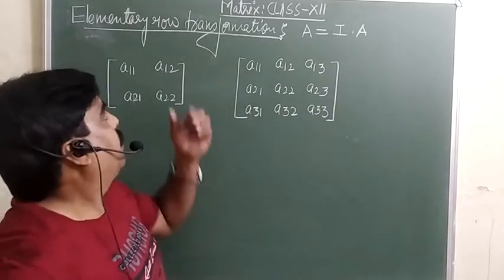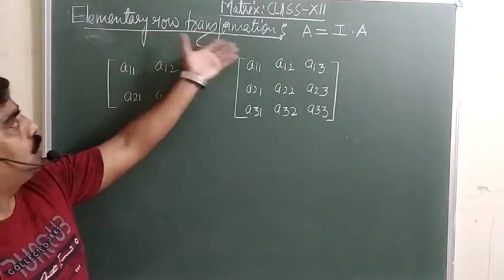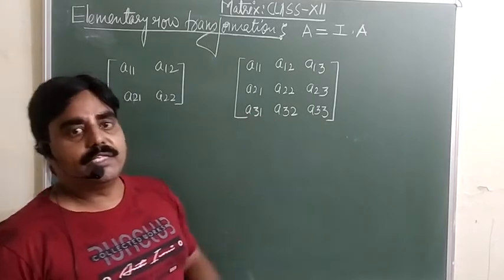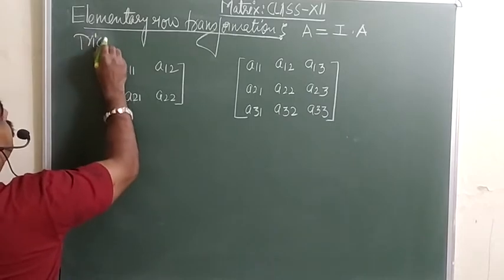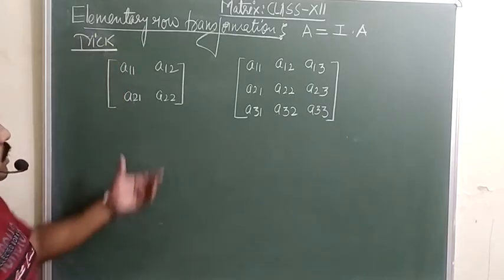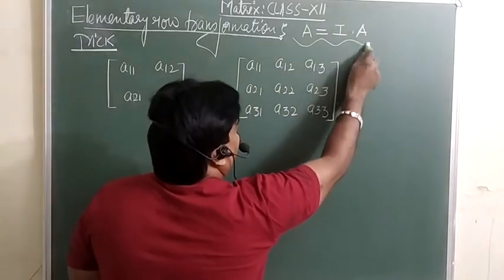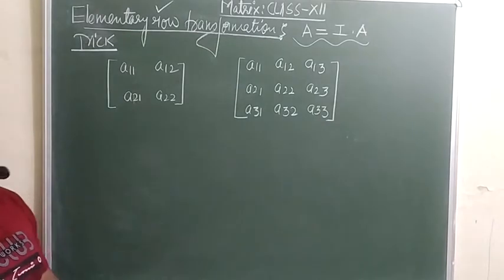Now we will discuss the elementary row transformation. By the row transformation, how can you find the inverse of these two matrices? There is a trick by which you can easily find the inverse. First of all, A = I A, you are supposed to write down in case of the row transformation.